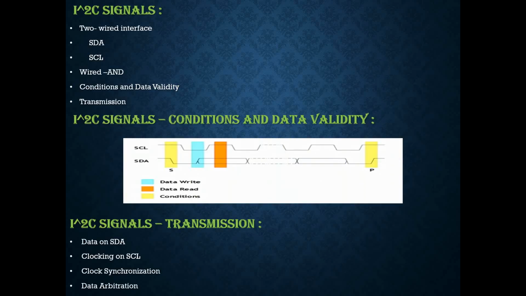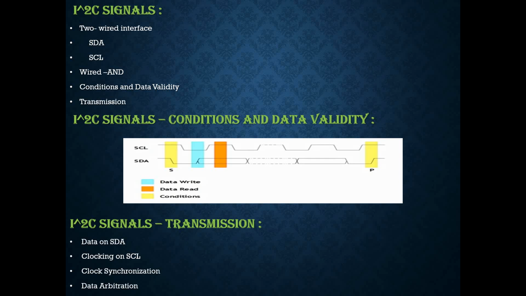Now see the I squared C signals, a two-wire serial interface. We have two lines, SDA and SCL. SDA: the D represents data, so SDA is serial data. SCL: the C represents the clock, so SCL means serial clock.